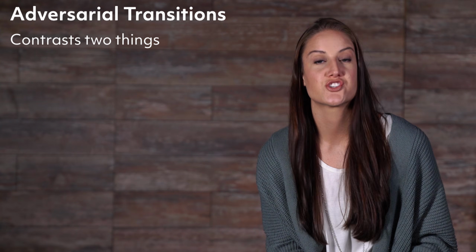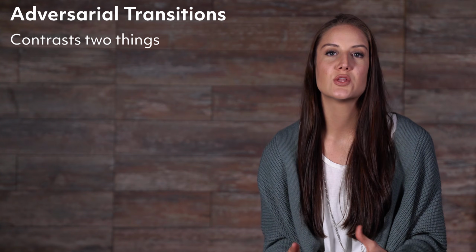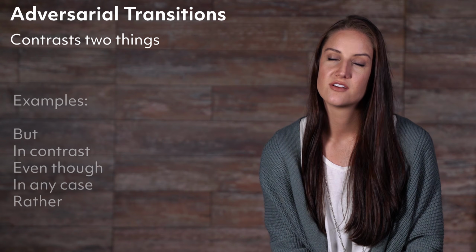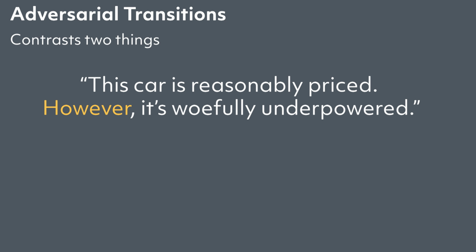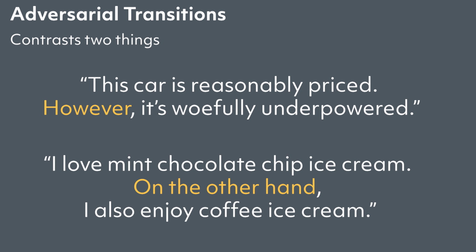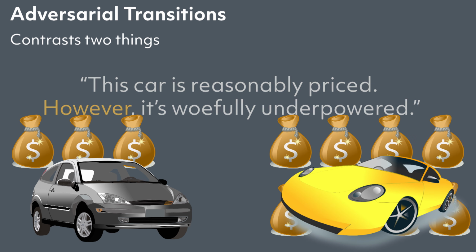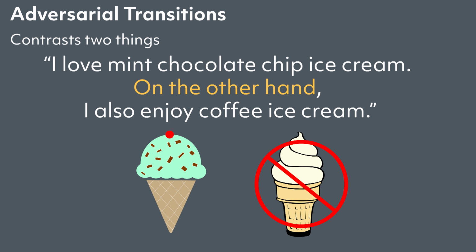Adversarial transitions contrast two things. These include "but," "in contrast," "even though," "in any case," and "rather." For example, this car is reasonably priced, however, it's woefully underpowered. Or, I love mint chocolate chip ice cream. On the other hand, I also enjoy coffee ice cream. In both of these, you're forced to make a decision, in contrast to our laptop example earlier. You can have an affordable car that's slow, with the assumption that a faster car would be more expensive, and you can't have both flavors of ice cream.